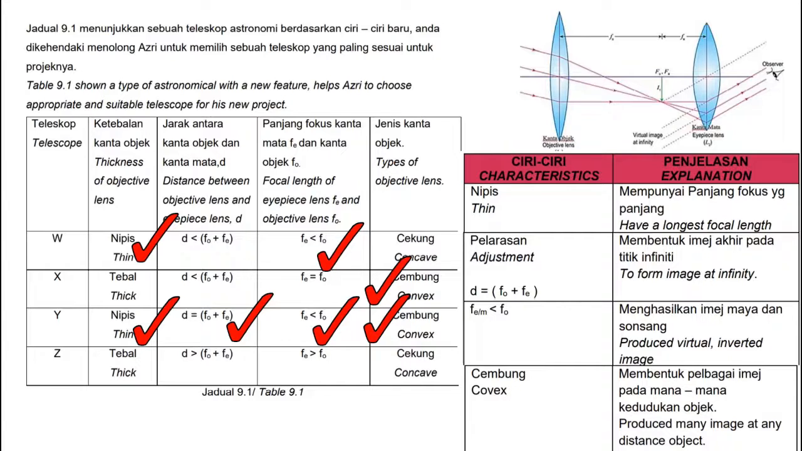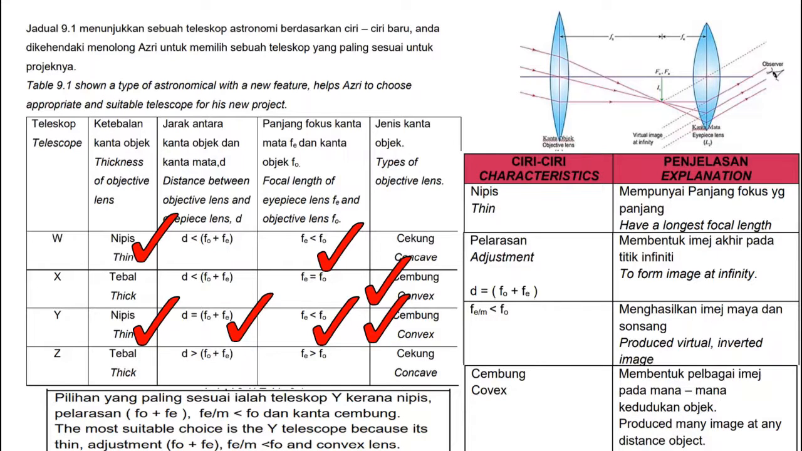So from the table, which telescope is the most suitable? Yes, you can see the most suitable is telescope Y, because telescope Y has thin thickness of lens and it has fo plus fe adjustment, and the focal length of the eyepiece is less than the focal length of the objective lens, and it is a convex lens.